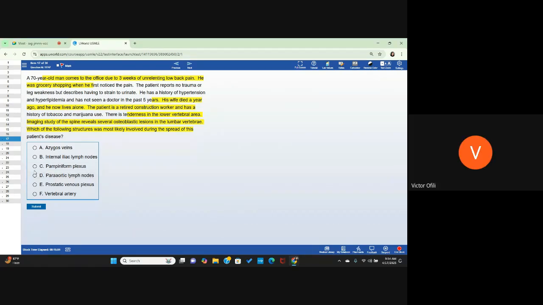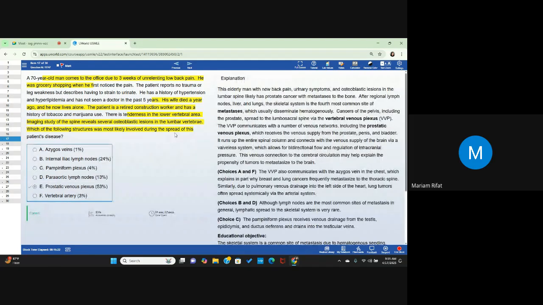Could be Option E. Where do para-aortic lymph nodes drain? The testicular and ovarian lymph nodes drain to para-aortic nodes, while the scrotum drains to the superficial inguinal nodes. E is the answer, prostatic venous plexus.